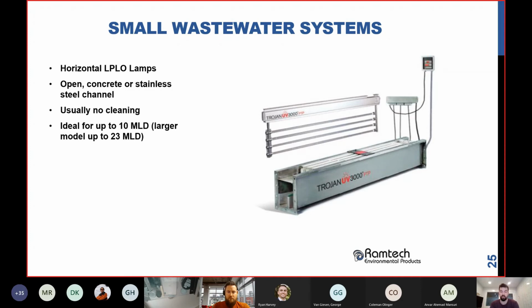Much smaller system, looks very similar, same configuration with the ballasts held above the UV system and hanging lamps down into the flow. Usually there's no cleaning because these are the LPLO, so low intensity lamps. They're about 85 watts each, so they don't generate a whole lot of heat, and heat is what is pulling the fouling material out of solution in the wastewater and onto the sleeves. So for a small system like this, a wiping system almost turns into its own maintenance issue. So it's just much easier to clean these by hand.